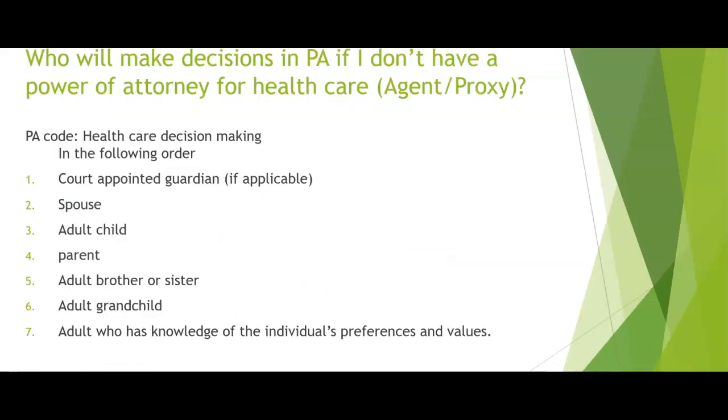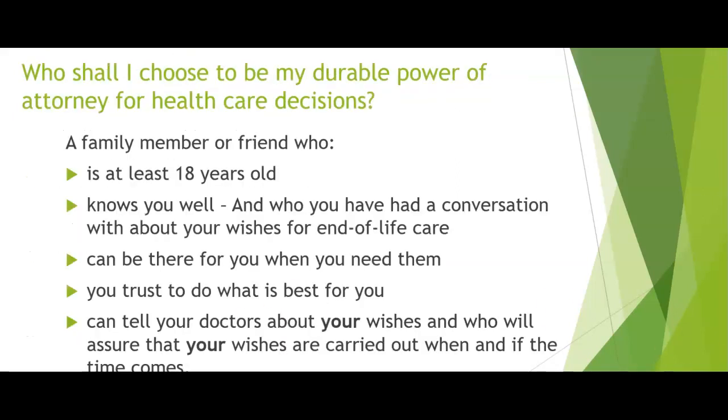So who should you, let's go back. Who should you choose to be your medical decision maker? A family member or friend who's at least 18 years old, knows you well, and someone who you have had a conversation with about your wishes for end-of-life care. Someone who can be there for you when you need them, that you trust to do what is best for you, and someone who can talk with your physicians about your wishes and who will assure that your wishes are carried out if and when the time comes.